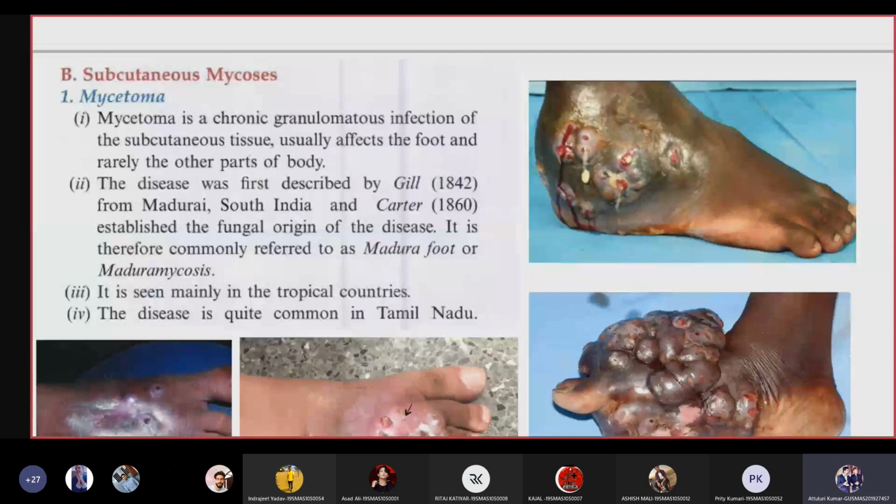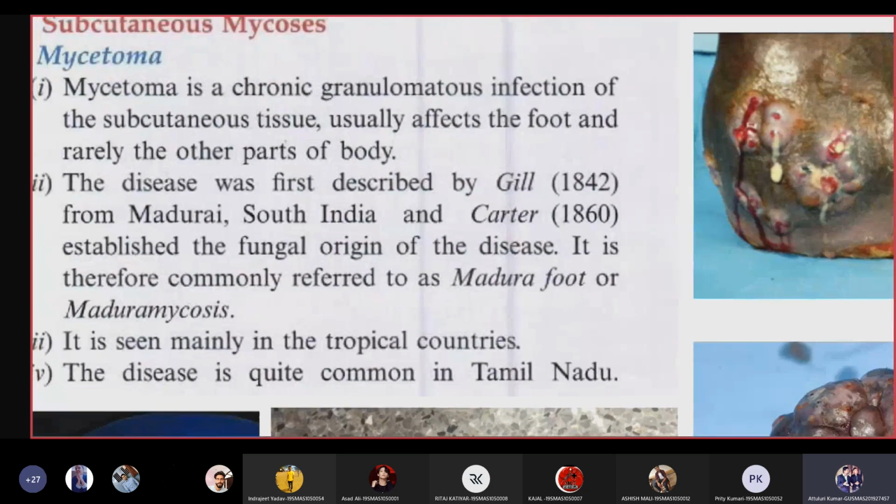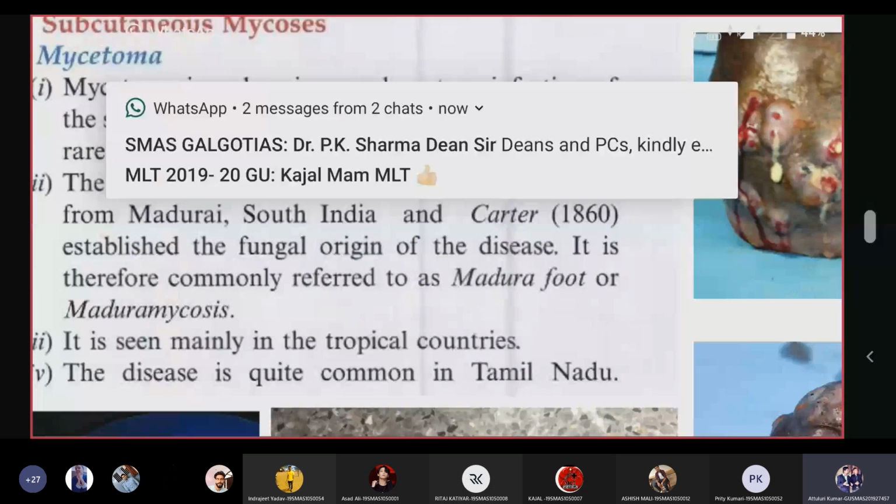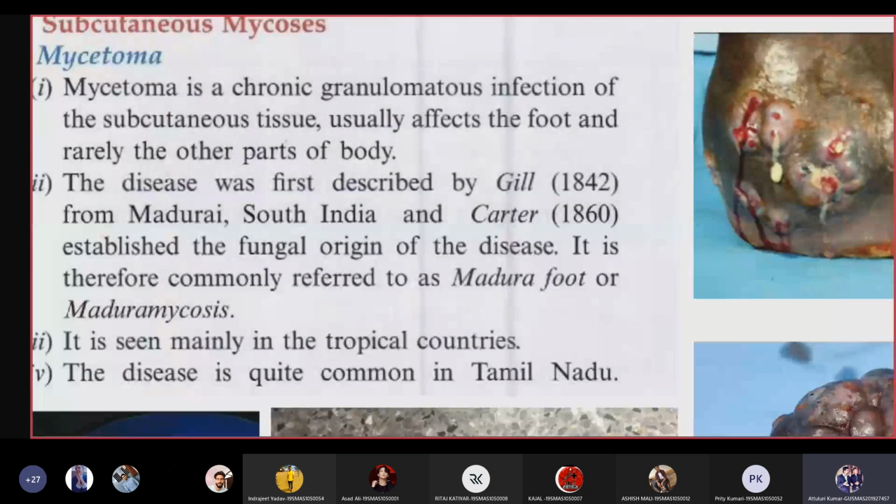Mycetoma causes a chronic granulomatous infection of subcutaneous tissue. Usually it causes infection of the foot. This disease was first described by Gill from Madurai, South India, and Carter described the origin of the infection. Mycetoma is also called Madura foot, or Madura mycosis, or Madurai fungal infection.